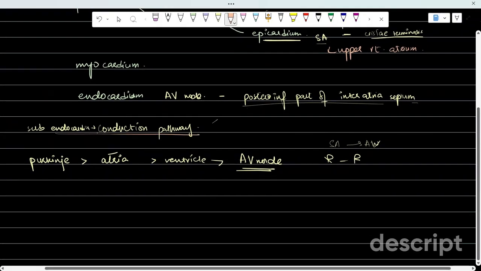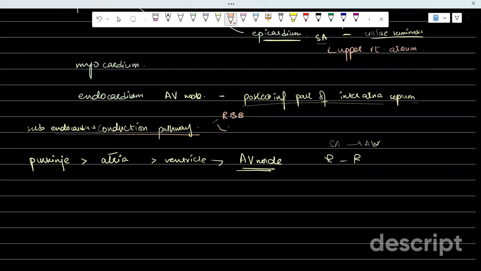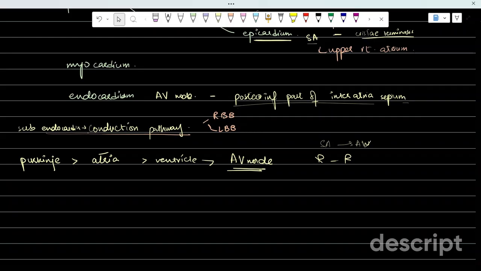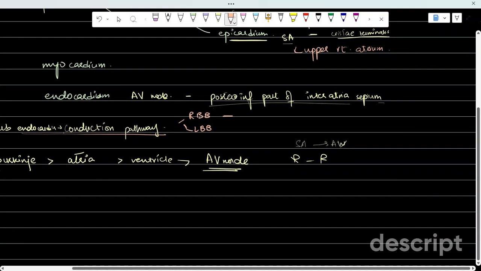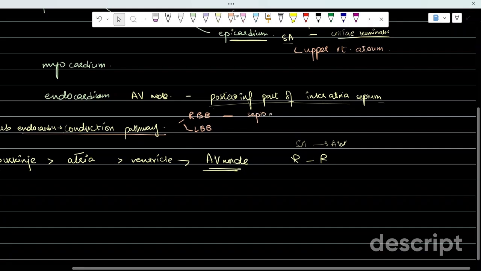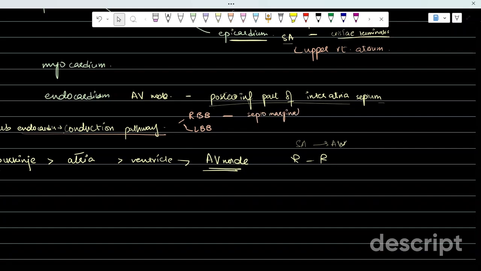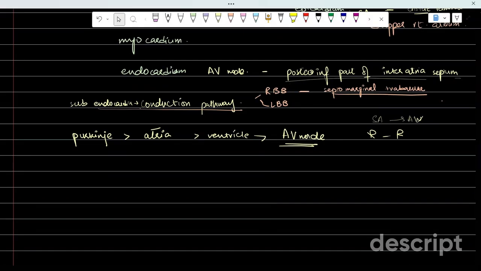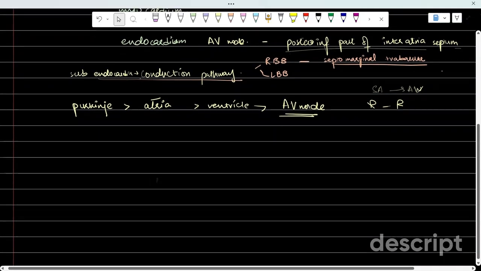So we have the right bundle branch and the left bundle branch. Again, we studied in the heart blocks the blockage of these bundle branches. So the right bundle branch conducting system is present in the septomarginal trabeculae. This is again an MCQ in past papers, so that is why I am mentioning it. Septomarginal trabeculae. And again the first degree, second degree heart blocks, right bundle branch block, left bundle branch block, all of these we will do in detail in pathology, and we have already done a little before.